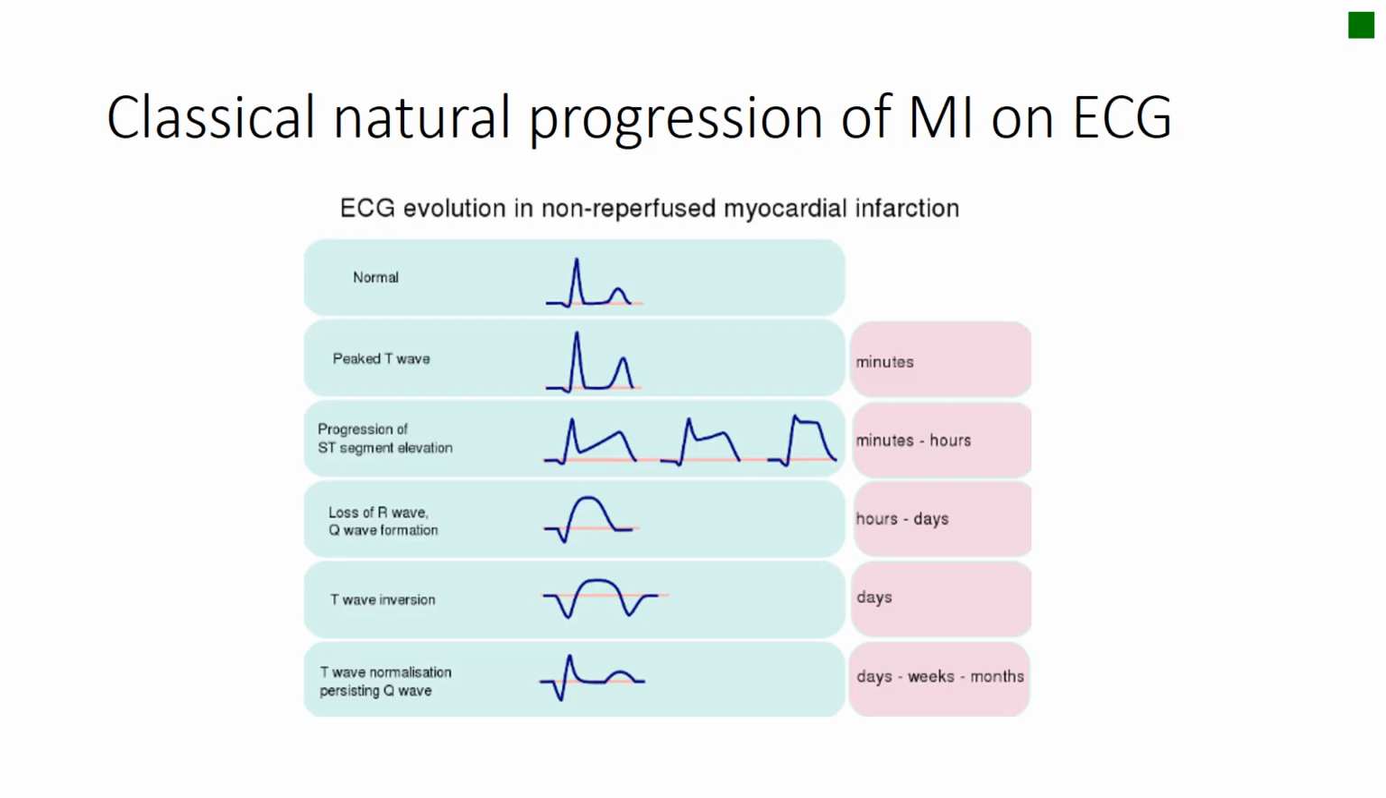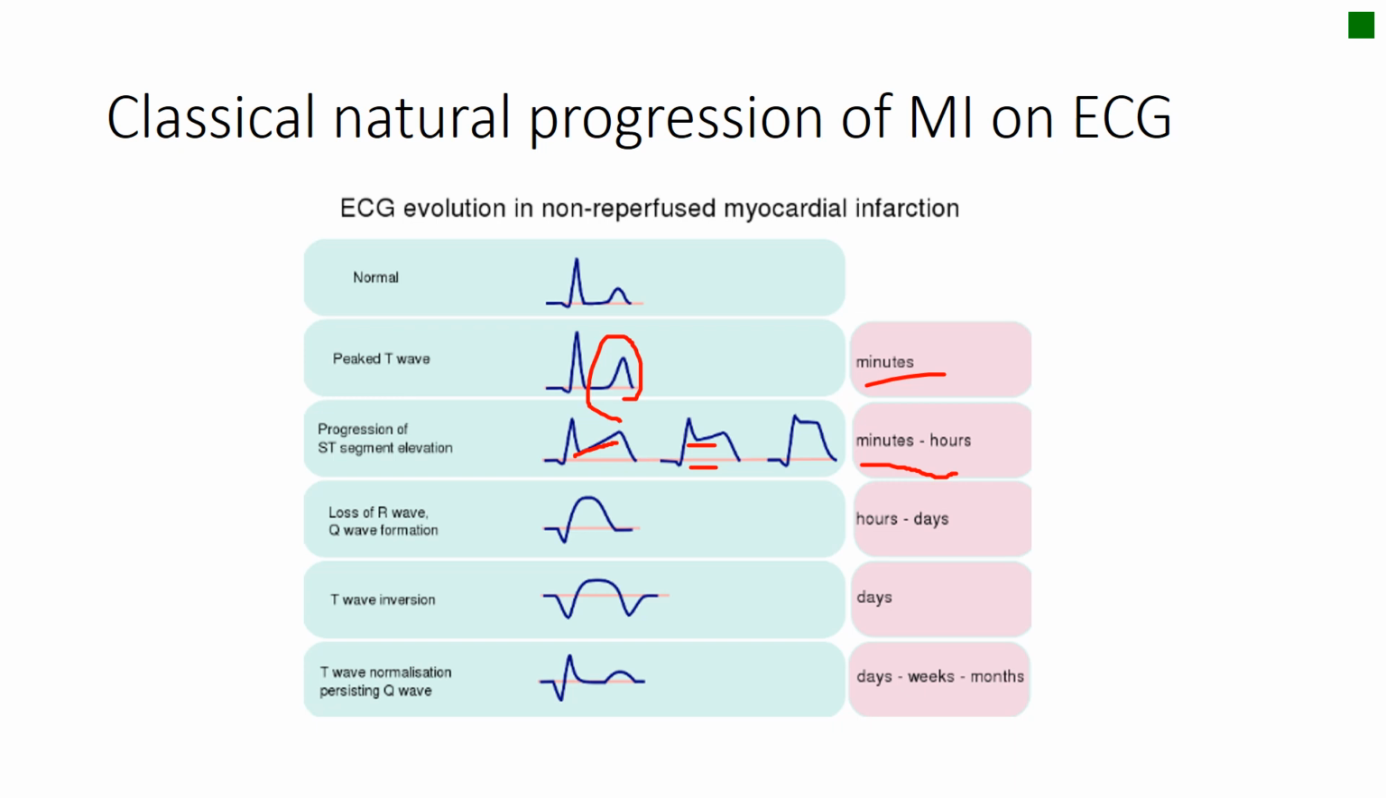So this is a classical progression of an MI, and the ECG changes that happen. First of all, in the first few minutes, you get this peaking of the T wave. Then in minutes to hours after the event, you get the ST elevation. See how elevated it is above the baseline here. And that's ST elevation, classical acute coronary heart attack.